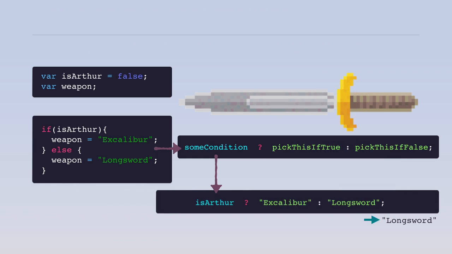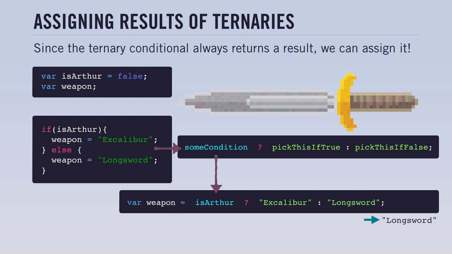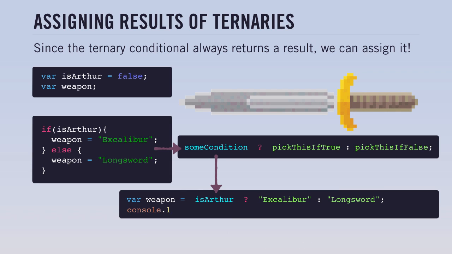Well, we can do that too. Let's check it out. So what we've got now is that var weapon declared, and we're going to assign it immediately upon declaration to the result of the ternary conditional. After choosing the appropriate sword here, the compiler is going to assign that choice immediately to weapon. And if we were to console log out what the current weapon is, we could see that the current weapon is the longsword.